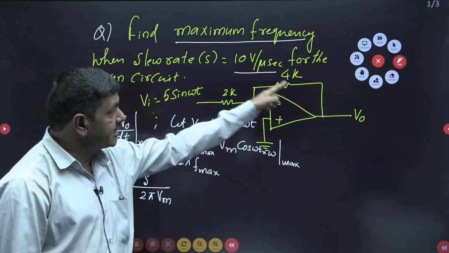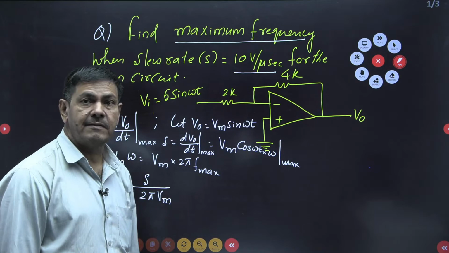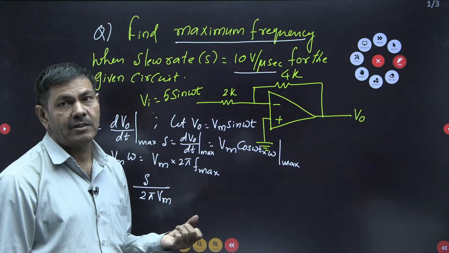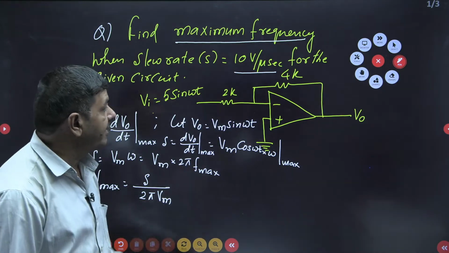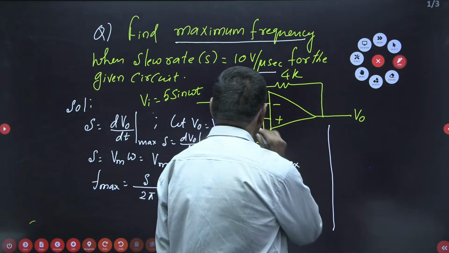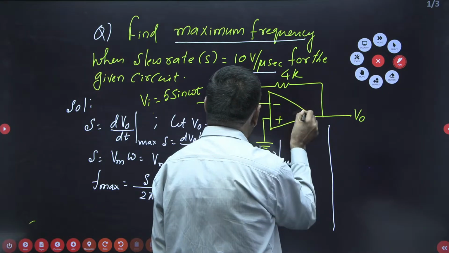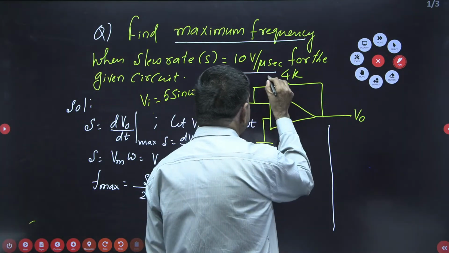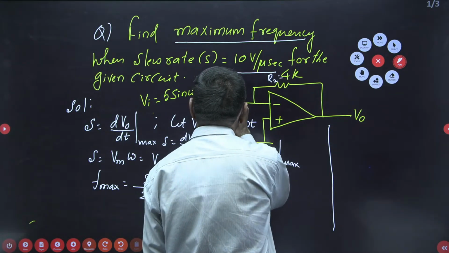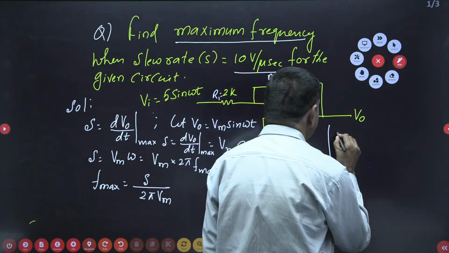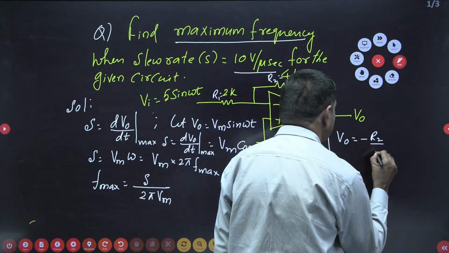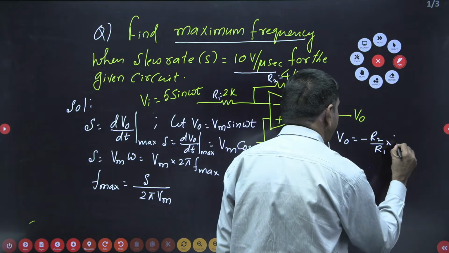By using this network, we need to calculate the V0 value first. From the V0, I can collect the maximum voltage. How can we find the V0 value? You can understand clearly. It is an inverting operational amplifier. This is nothing but R2, and this is nothing but R1. So V0 is nothing but, we know the formula, minus R2 by R1 into Vi.